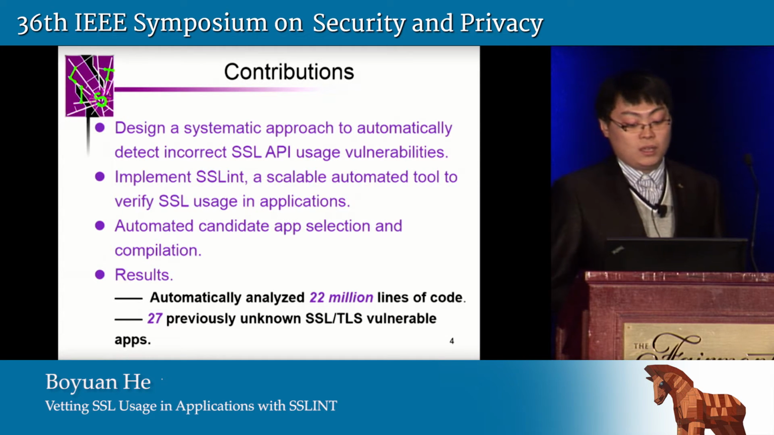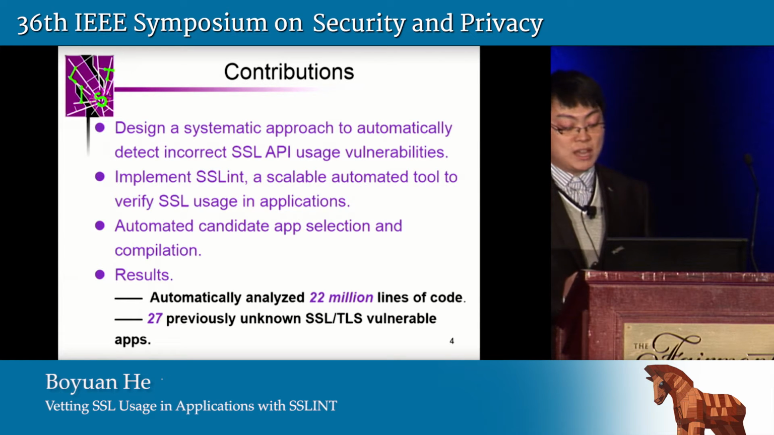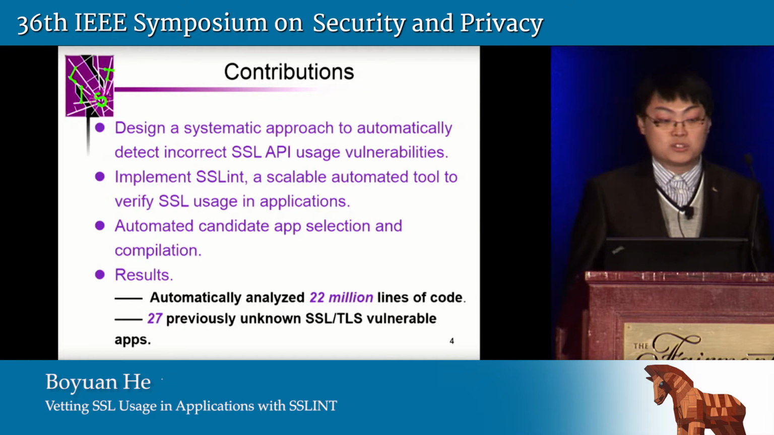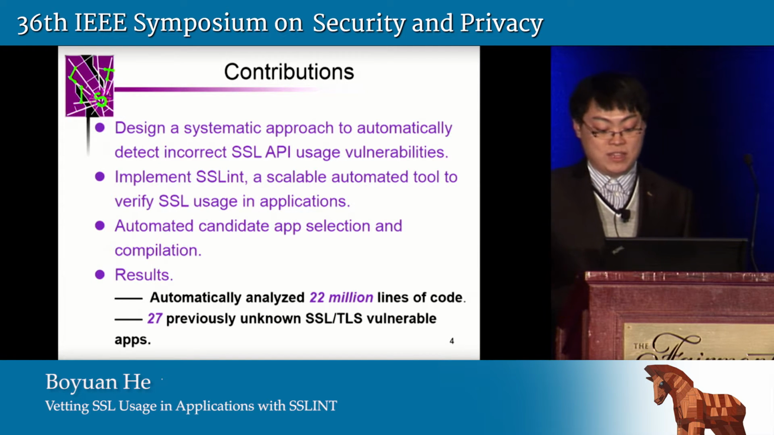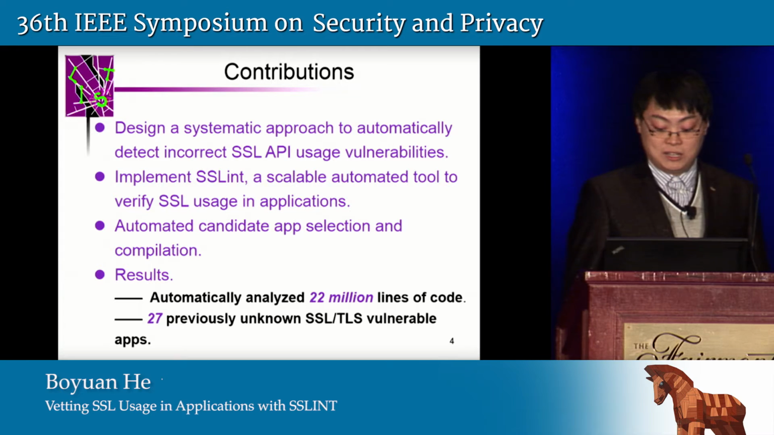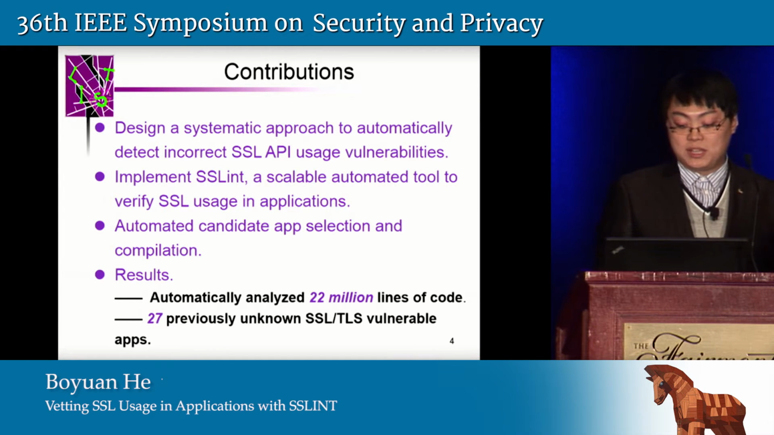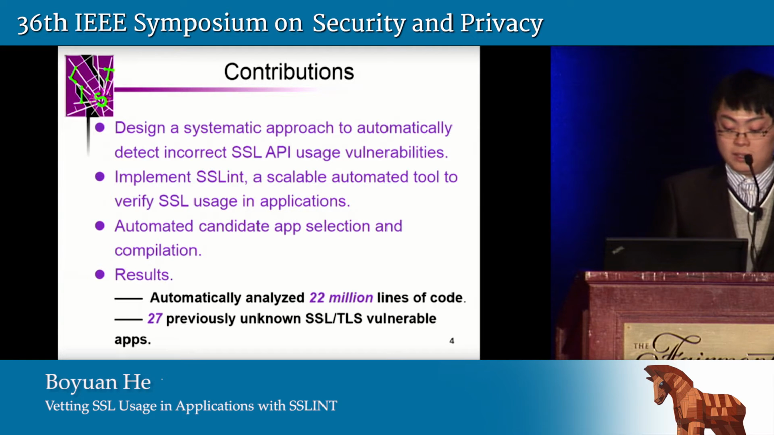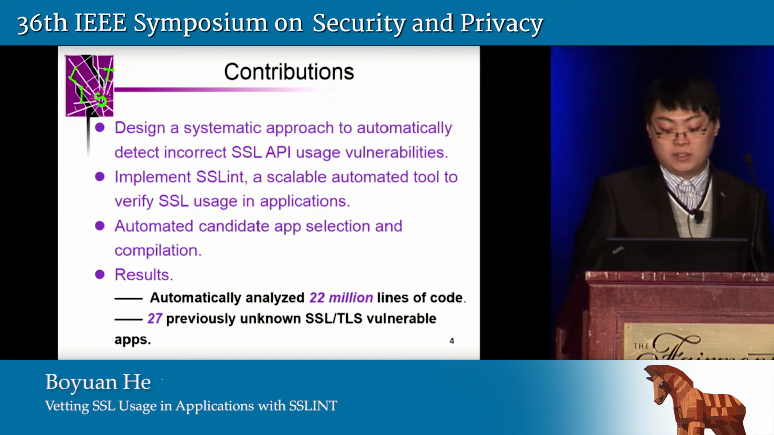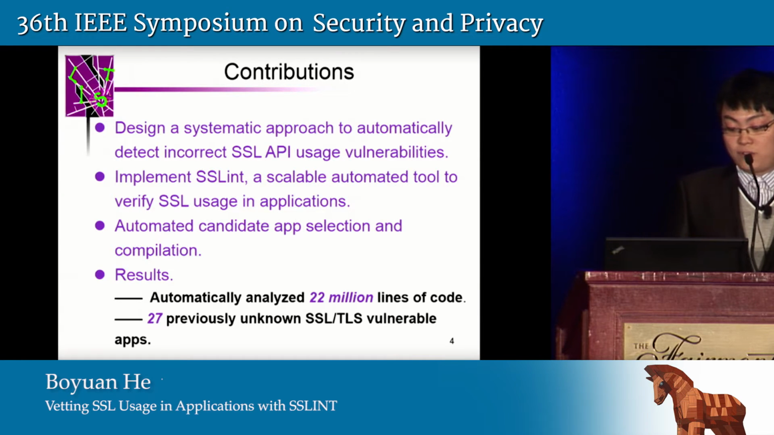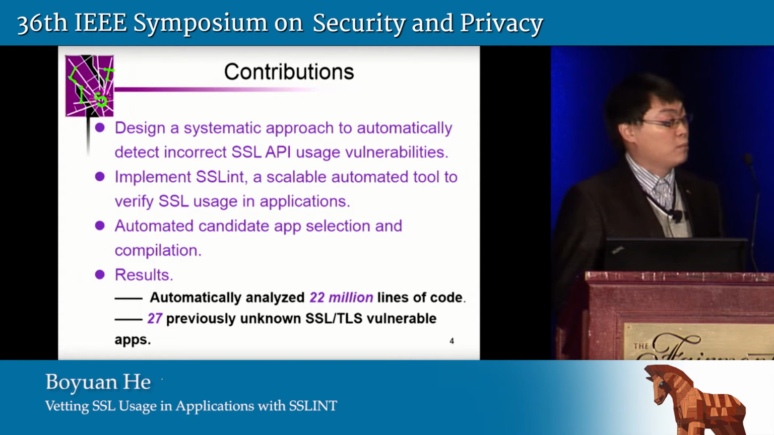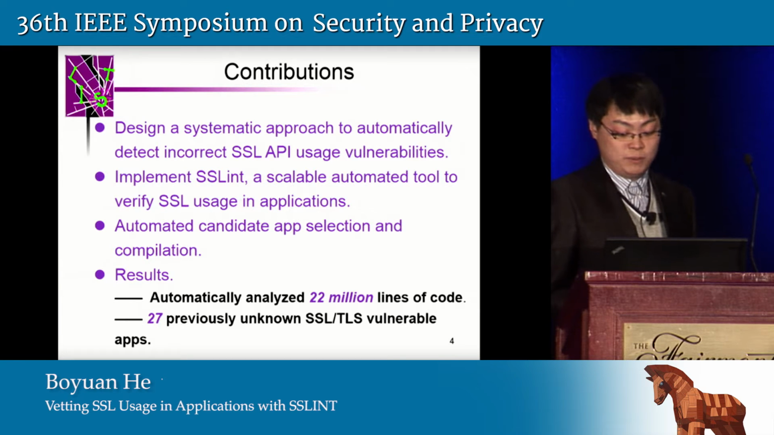The third one, in order to find applications using SSL library APIs as our candidates, we leverage the existing package managers, which exist in many Linux distributions, for automatic compilation and analysis, and then acquire all the target applications with the SSL library as their building dependencies. In the end, we did a large-scale measurement and analyzed more than 22 million lines of code and discovered 27 previously unknown SSL vulnerabilities in the software packages from Ubuntu 12.04, and we confirmed all of them, and so far four have been fixed.